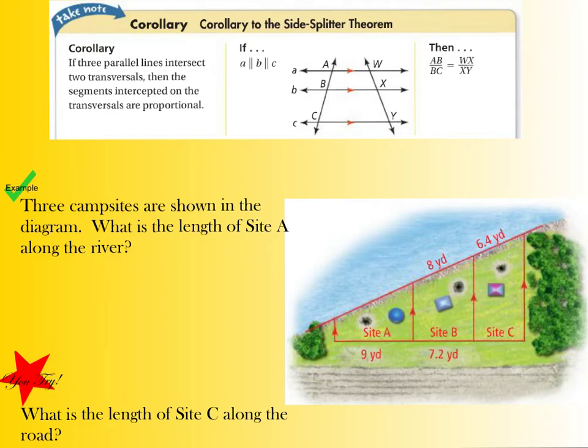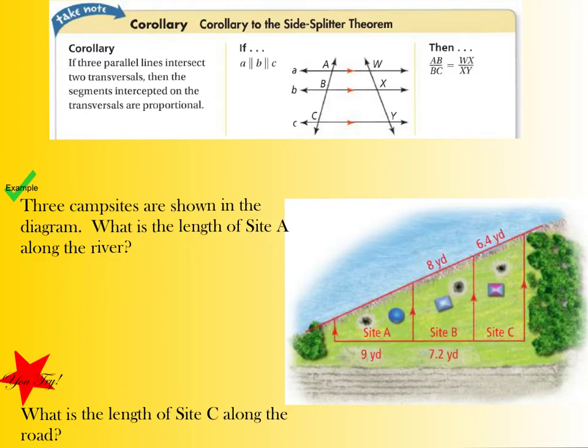So the next thing we're going to do is move on to a corollary. It's the corollary to the Sidesplitter theorem. So it has to do with the same types of things. What it says is if I have these three parallel lines and they're intersecting two other lines, I know that I'm going to have certain proportions. So namely this one right here. AB to BC equals WX to XY. And you can see that that's very similar to the triangle that we just had. It's the same type of idea. This piece over this piece equals this piece over this piece.